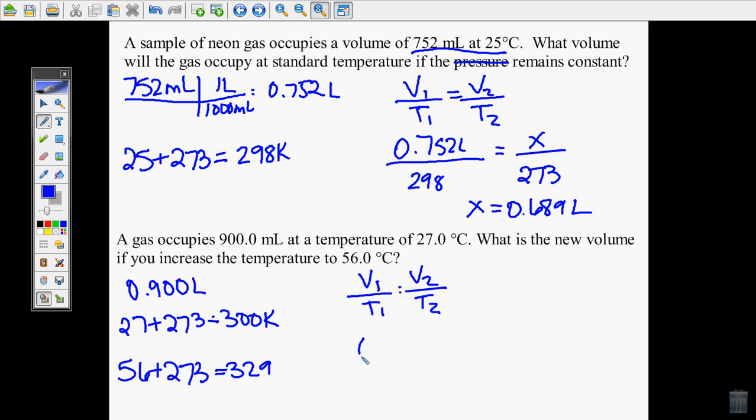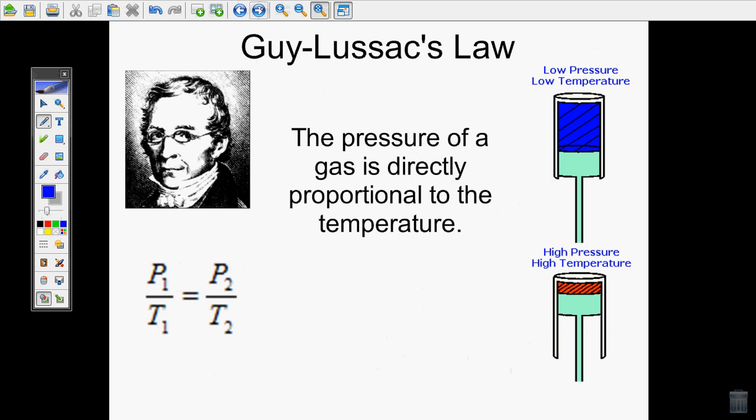So our first volume was 0.9. First temperature was 300. We don't know our second volume, and then 329. All right, after a little bit of algebra, we get... I can't tell if that's a 9. We're going to say that I wrote down a 1 and hope that I'm right. Liters.